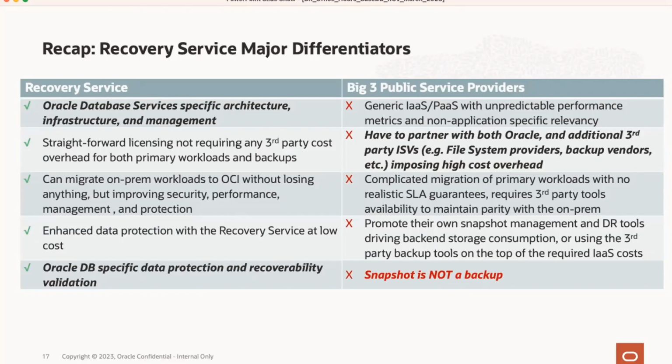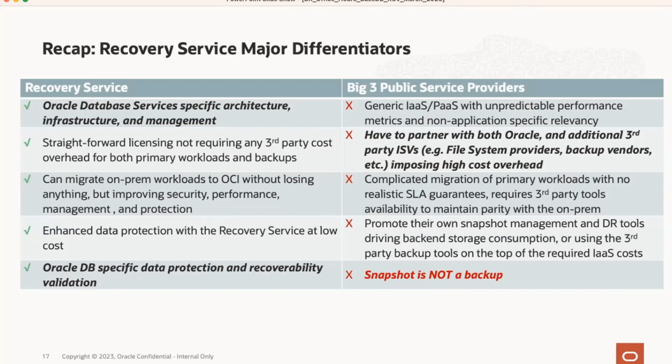Migrating from on-premises to OCI, we've got a lot of benefits that come to mind there. You're improving your security posture. Performance is very predictable. Management and protection is very predictable. And we have a very easy path to get from one place to another. There's zero downtime migration. That's a solution that's offered by Oracle to get you from on-premises into the cloud.